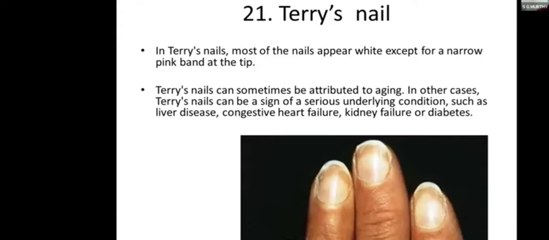Terry's nail, you see in serious conditions. What does Terry's nail look like? There is no lunula, it's all white except for a pink band at the tip of the nail. That's Terry's nail. This is seen in congestive cardiac failure, kidney failure, and other things. So Terry's nail is seen in patients who are in ICU. Just remember it, you just know that, and when you see such things in diabetes, be happy seeing it.